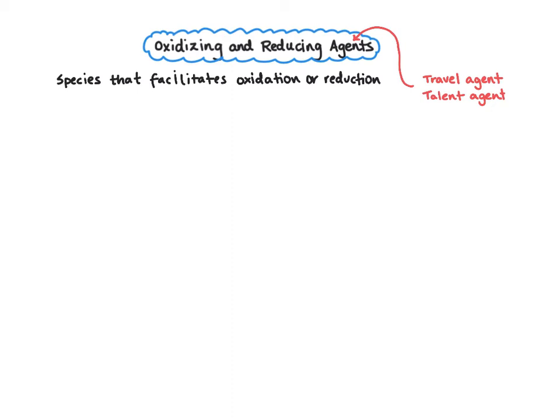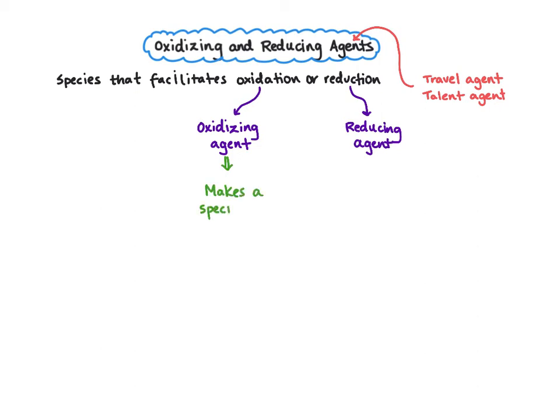So when we facilitate oxidation, this occurs via an oxidizing agent. So an oxidizing agent makes something oxidize. If we have a reducing agent, it's going to facilitate reduction. So a reducing agent makes something reduce. So an oxidizing agent will make a species undergo oxidation, and a reducing agent will make a species undergo reduction.